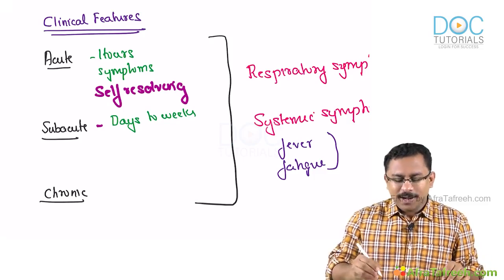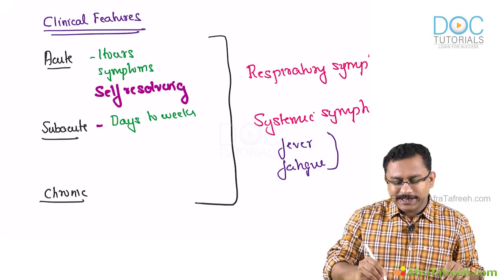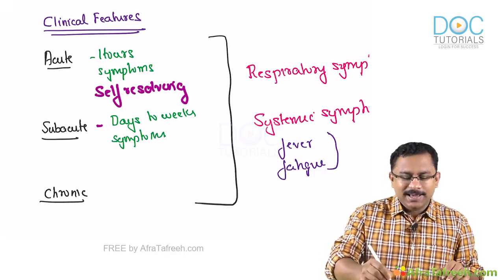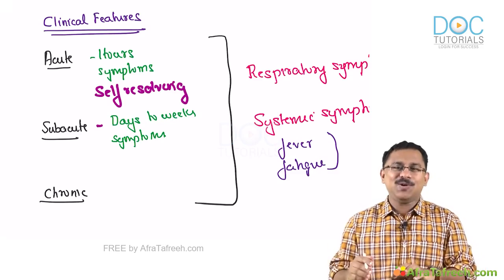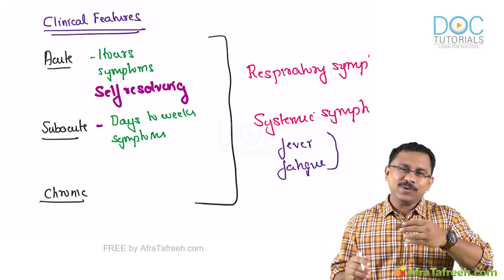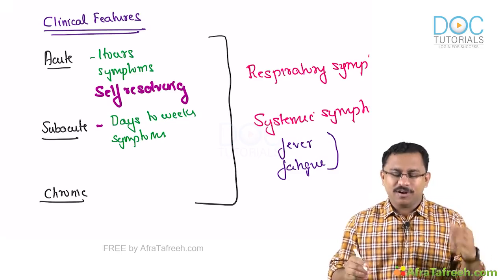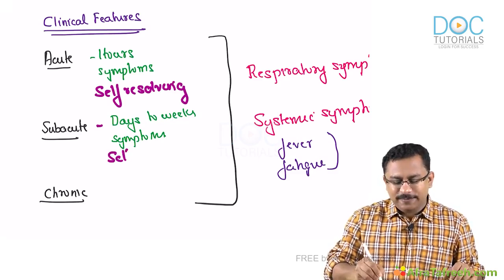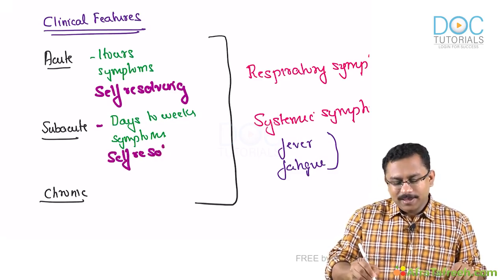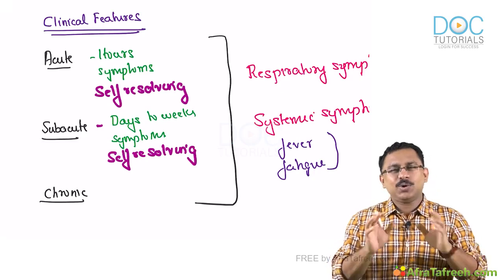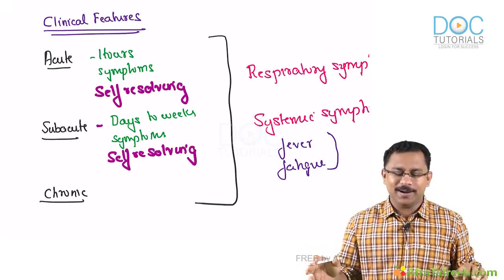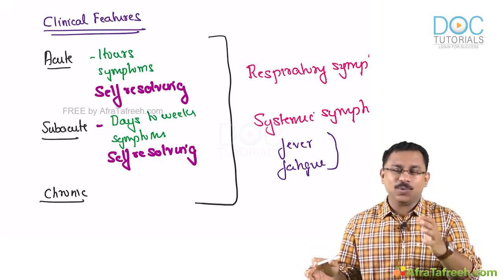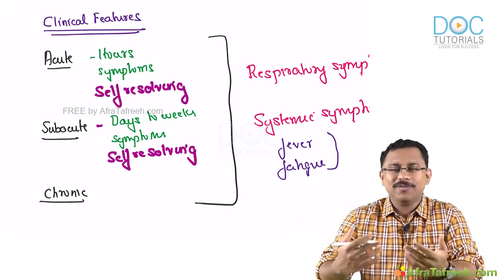Otherwise you will not diagnose this if you casually take the history. So over a matter of days or weeks, the same respiratory and systemic symptoms, and again this subacute form also, if you take the antigen off, could be self-resolving. Sometimes treatment may be required, but the acute one is more resolving.